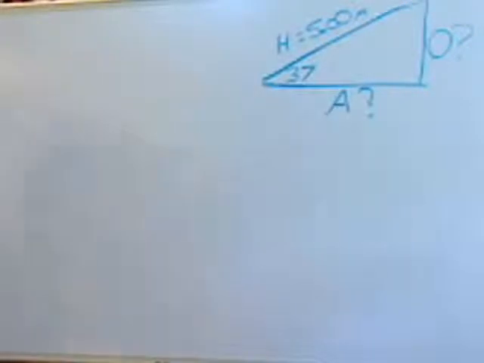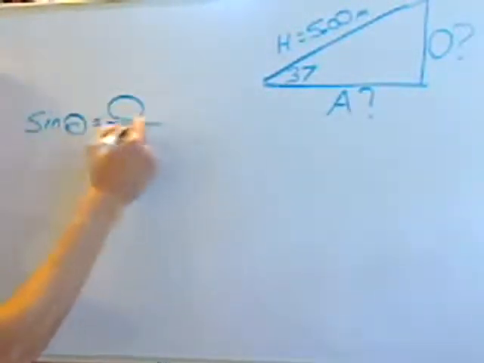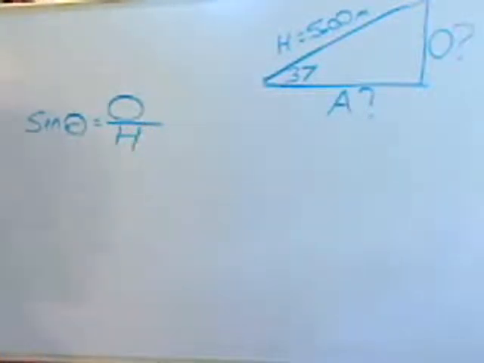Now, let's first work on this opposite side here. Okay? So if we know the hypotenuse, we can go back to our list of trigonometric functions and pick one that works best. And of those trigonometric functions, the one that works best whenever we're dealing with the opposite side is the sine function. So remember that the sine of theta is the opposite side divided by the hypotenuse.